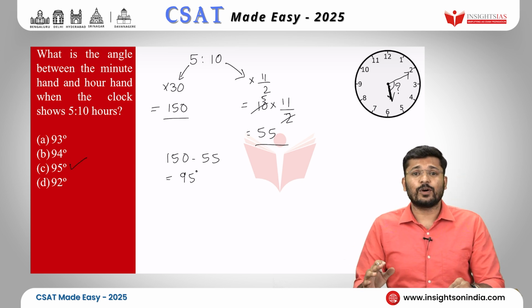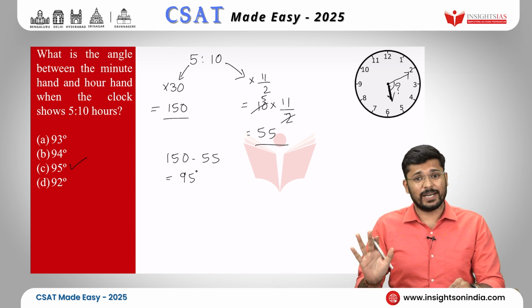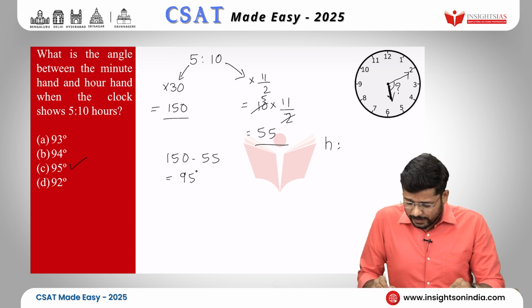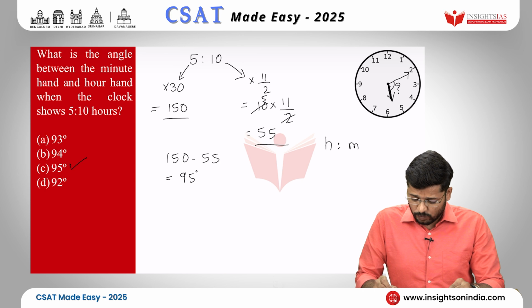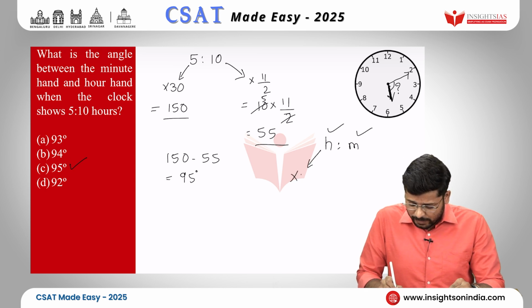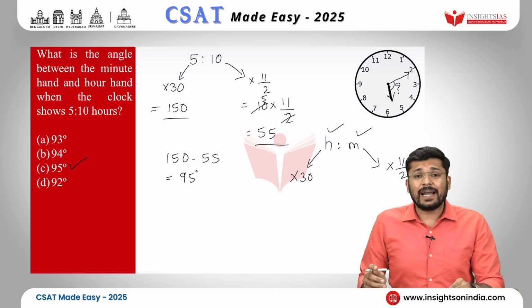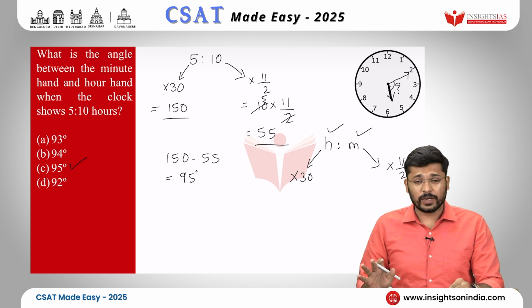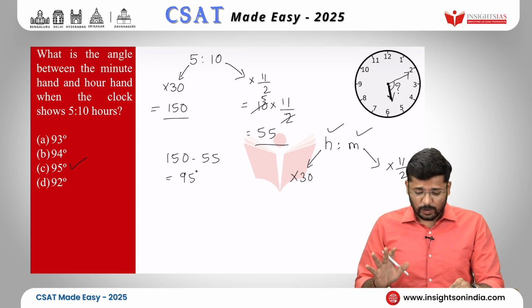Okay, does this method work all the time? Yes, it works all the time. Whatever the time be, denote the time as H is to M, H for hours and M for minutes, and multiply the hour number by 30 and multiply the minute number by 11 by 2. And their difference will give you the angle between the hour and the minute hand always. There is no doubt about it. Okay. We learnt a very basic and very easy concept of clocks.